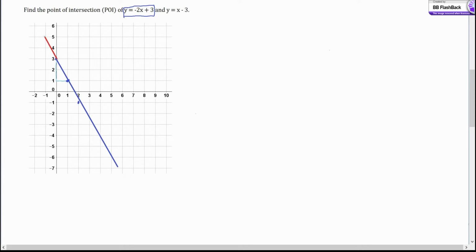Now let's do the other line in red. So start with the y-intercept, minus 3. And there's no slope written here. So what does that mean? Well, that means there's an invisible little 1 sitting here. Okay, what does that mean? Well, it can be written as 1 over 1, so a rise of 1 and a run of 1. So up 1 over 1, up 1 over 1, up 1 over 1, and let's draw the line.